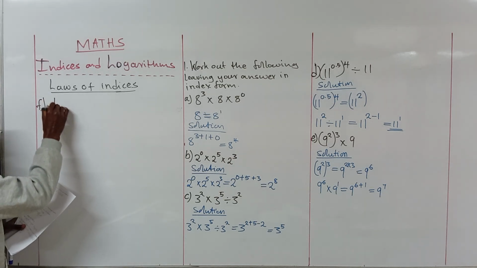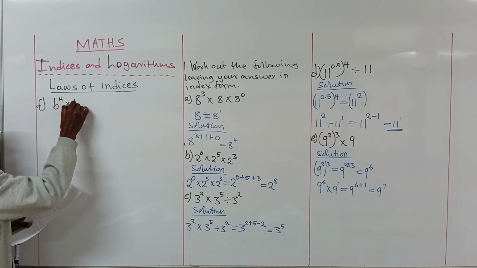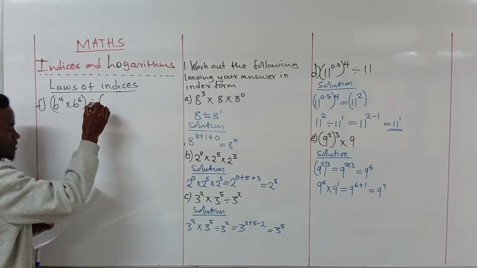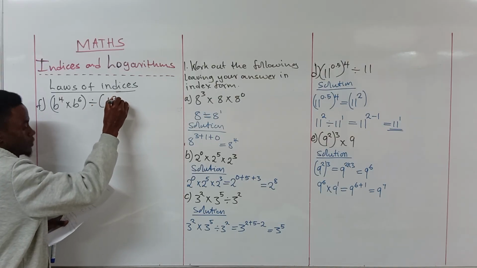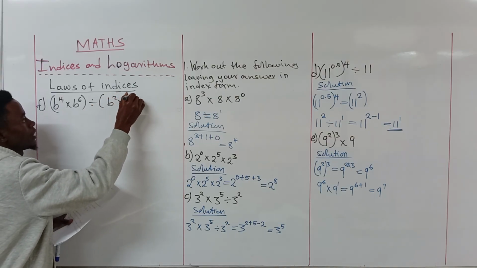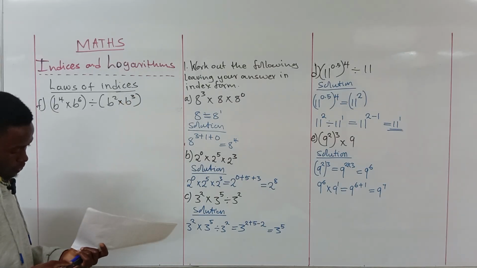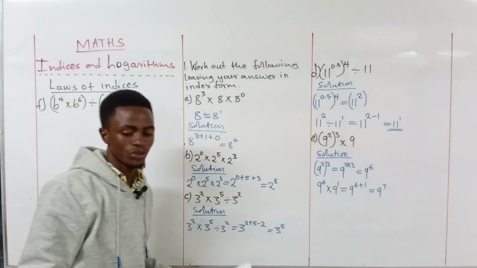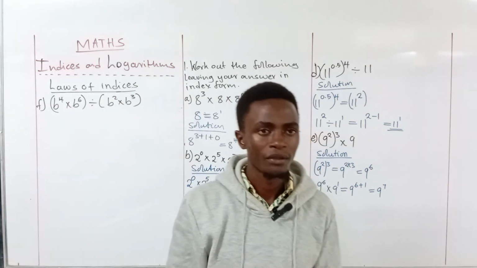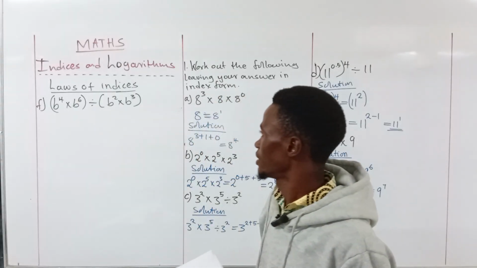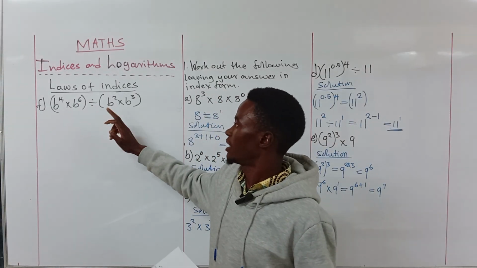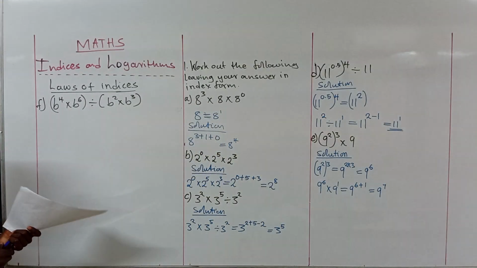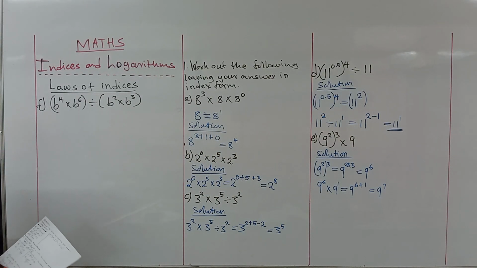So we have b power 4 times b power 6, divide, there's a bracket again, b power 2 times b power 3, closed. So here there are numbers that are in brackets, and again, they are connected by a division sign. So what we're going to do is this. We are going to simplify the brackets first, and then we are going to find our connection, that is by the division sign.